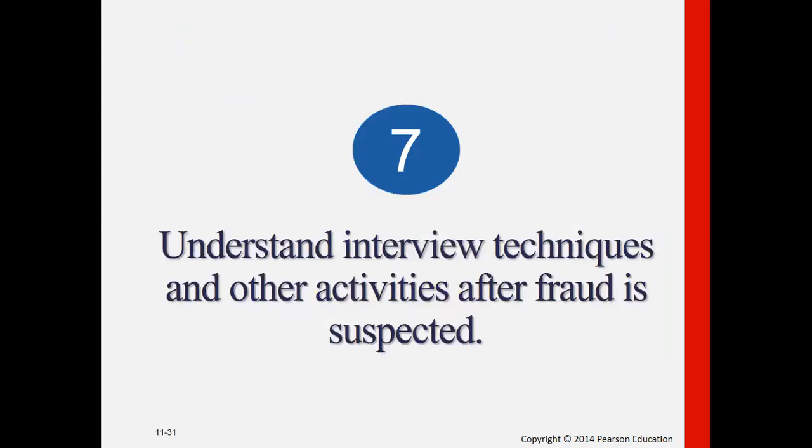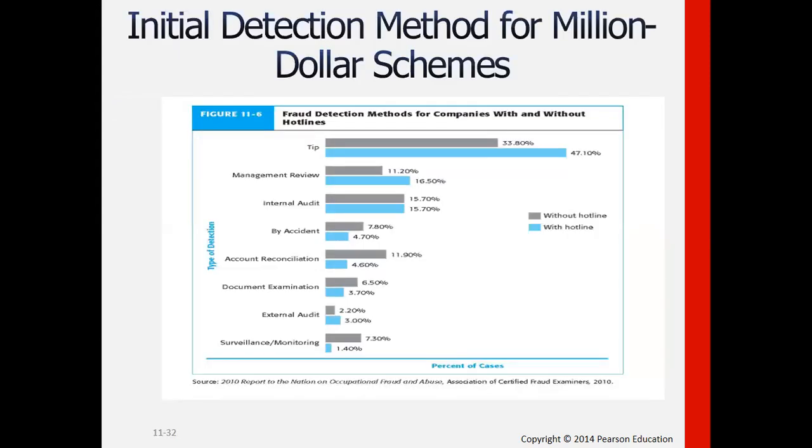And number 7 is understand interview techniques and other activities after fraud is suspected. We can see here fraud detection methods for companies with and without hotlines. Without hotline is gray, sky blue is with hotline. We can see that fraud detection would be lower for tip, management review, as well as external audit. So those 3 would be lower without hotlines.